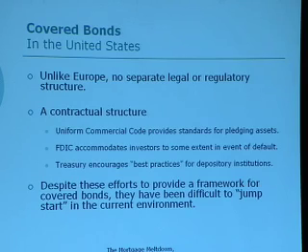They're simple. So covered bonds in the United States, unlike in Europe, have no separate legal or regulatory structure. A contractual structure, the Uniform Commercial Code, provides standards for pledging assets. Now, the FDIC has accommodated investors to some extent on how to deal with defaults with covered bonds. They've recently promulgated some regulations to deal with this, and the Treasury has recently encouraged best practices for depository institutions. So the Federal Reserve, the Treasury, and the FDIC all see that there are benefits to covered bond markets. Despite these efforts to provide a framework for covered bonds, they have been difficult to jumpstart in the current environment.